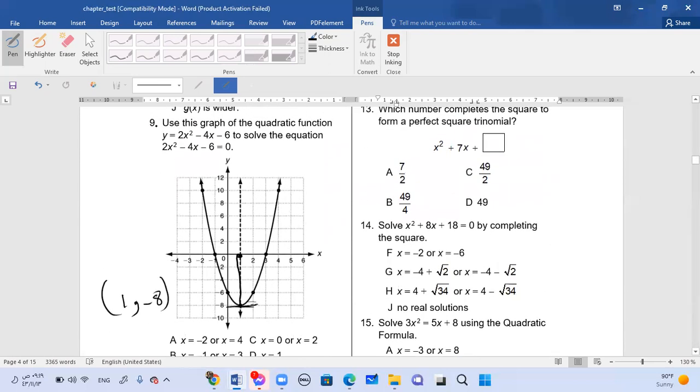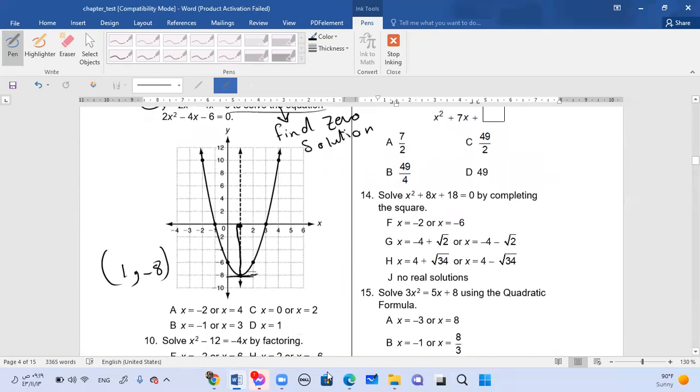Here, this exercise is very important. Use the graph of the quadratic equation. Solve the equations. What does solve the equations mean? It means find the zero of the function. I'll find the solution. What is the meaning of the solution? This graph intersects with the x-axis in which point?